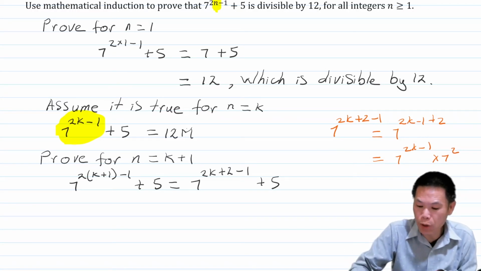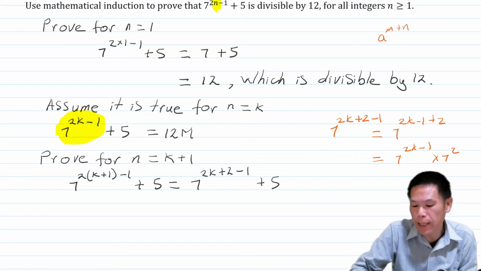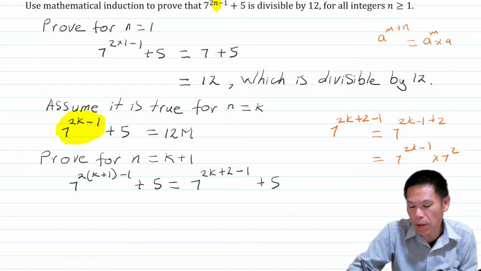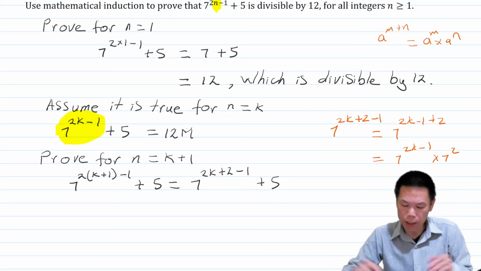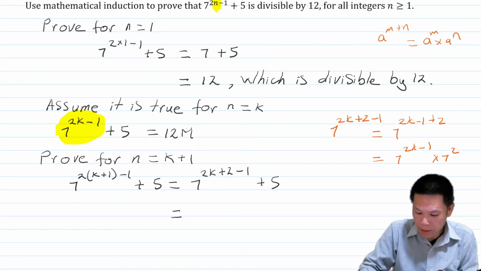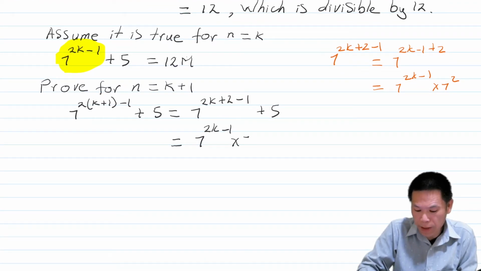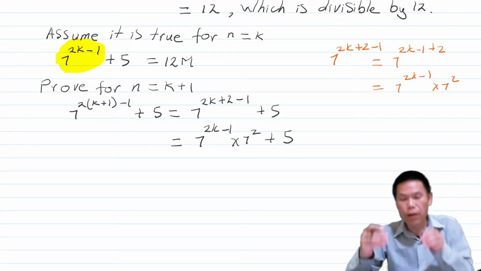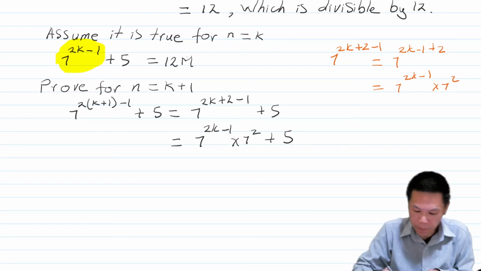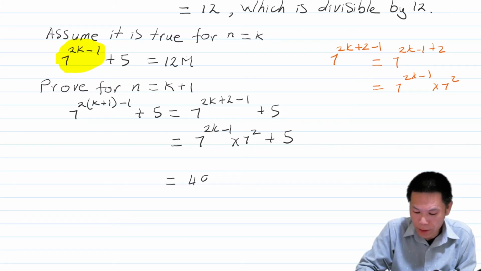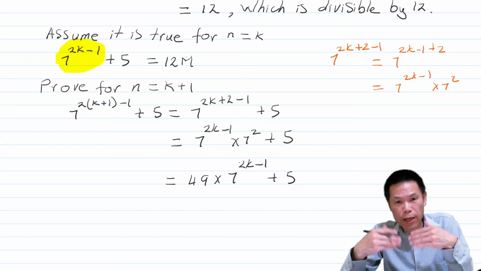So which is equal to 7 to the power of 2k minus 1 times 7 squared. Remember that, okay? Because a to the power of m plus n can be written as a to the power of m times a to the power of n. Okay, it can be written like that. So this becomes 7 to the power of 2k minus 1 times 7 squared plus 5. But 7 squared is 49. So which equals 49 times 7 to the power of 2k minus 1, and add 5.